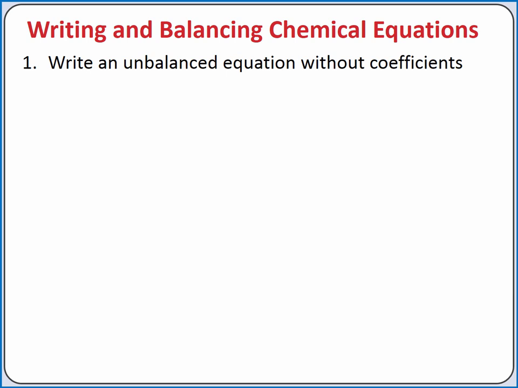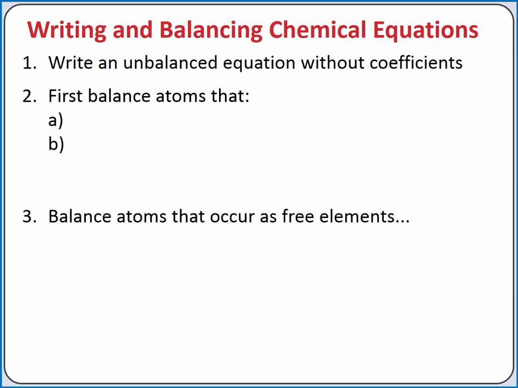To balance a chemical equation, we first write the unbalanced equation without coefficients, just indicating which substances are reactants and products. Then we begin balancing the equation, starting with elements that show in only one substance on each side of the equation. If there is more than one such element, we can start with the element in the most complicated compound first. We'll balance atoms that occur as free elements last. For example, the oxygen molecule in the combustion of methane was a free element.